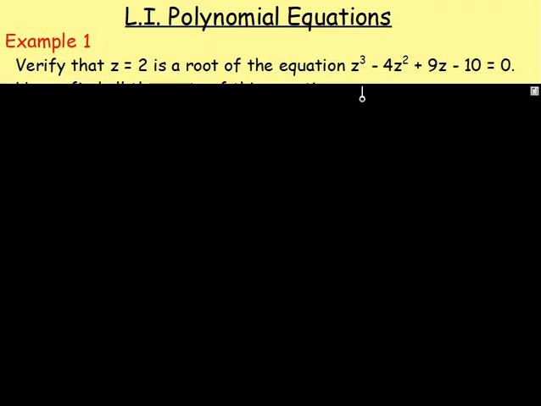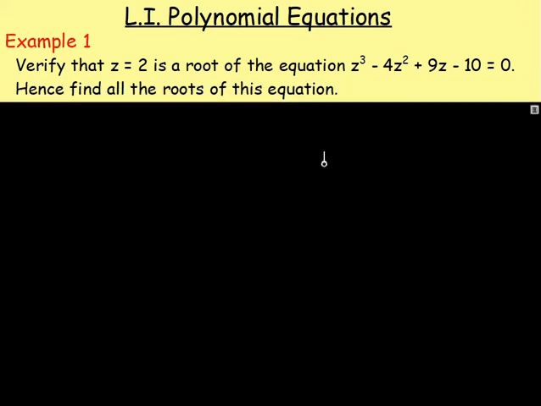Now, a polynomial equation is going to be something of the form z cubed take away 4z squared plus 9z take away 10 equals 0. And you know we can go on and find the roots of that because we did it in Higher. So with this first example, verify that z equals 2 is a root of that equation. Well, that's something we already know how to do. And then find all the roots of the equation. Again, that is kind of something that we know how to do.